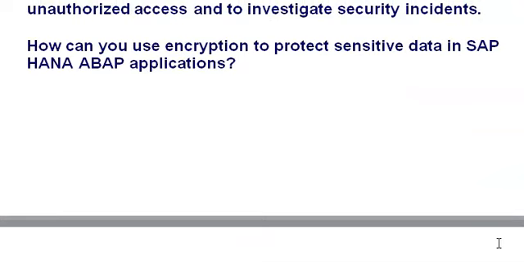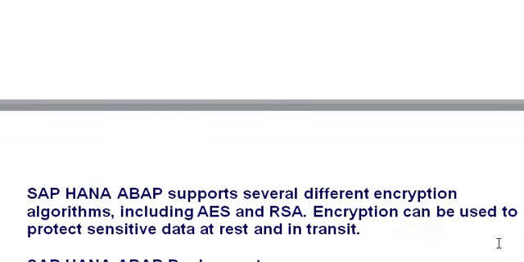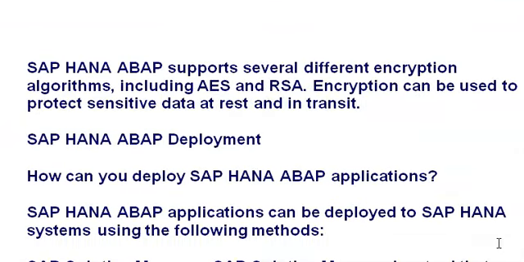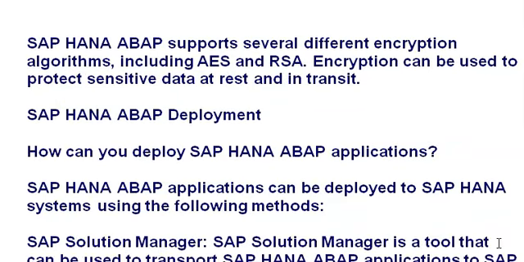So, how can you use encryption to protect sensitive data in SAP HANA ABAP applications? SAP HANA ABAP supports several different encryption algorithms, including AES and RSA. Encryption can be used to protect sensitive data at rest and in transit.